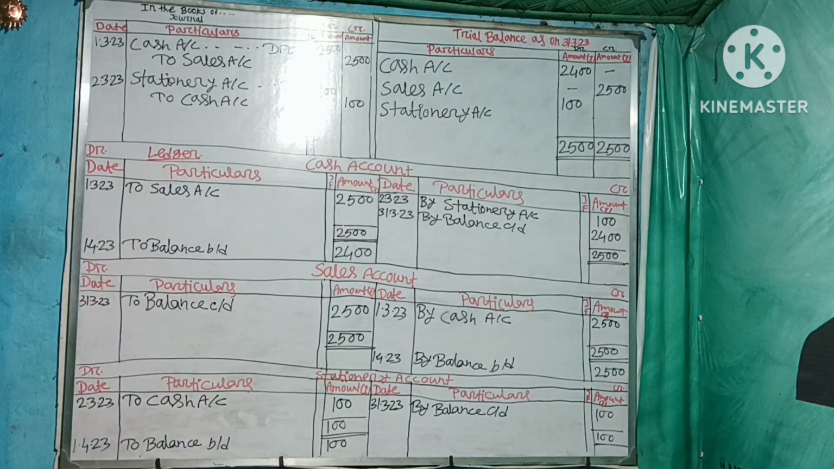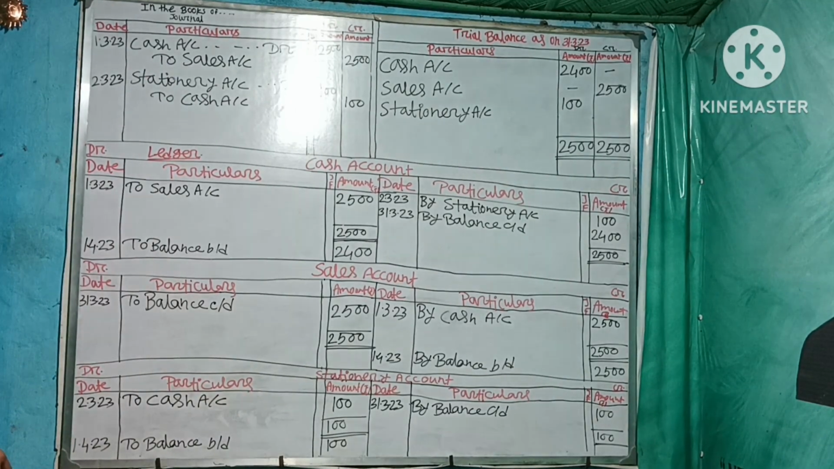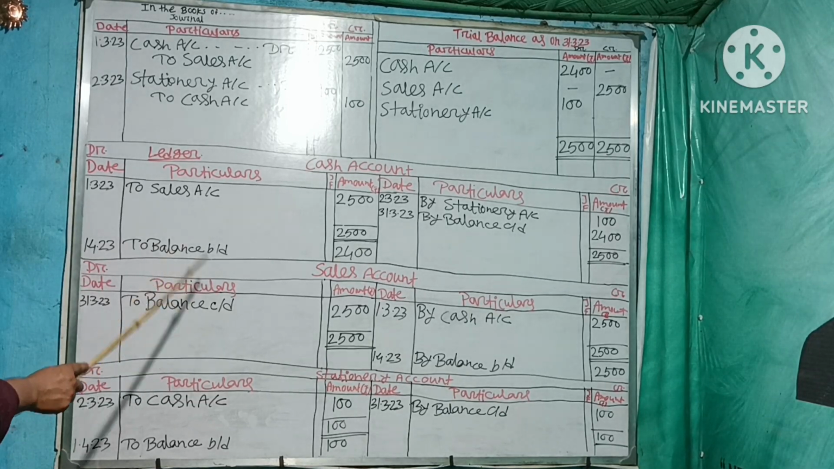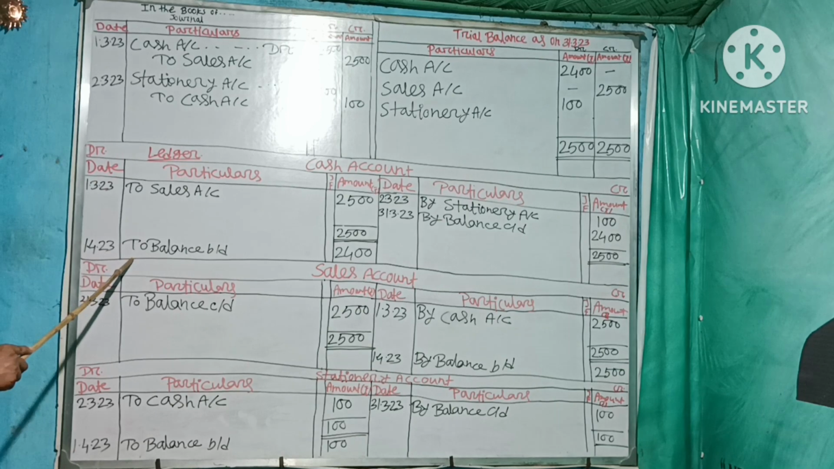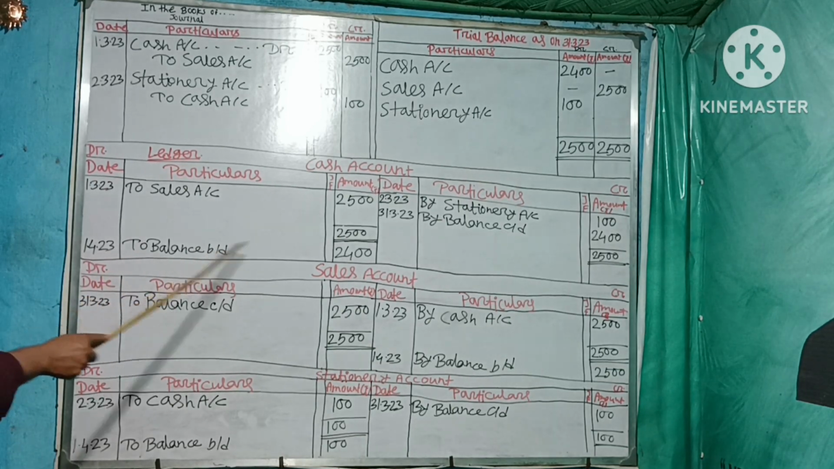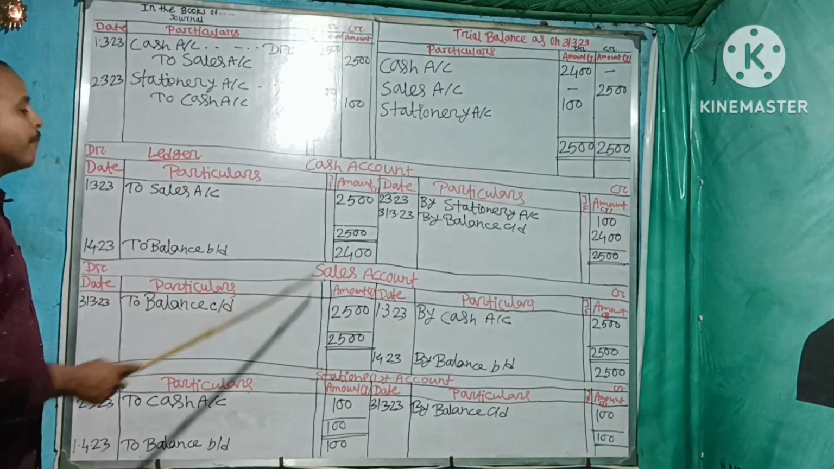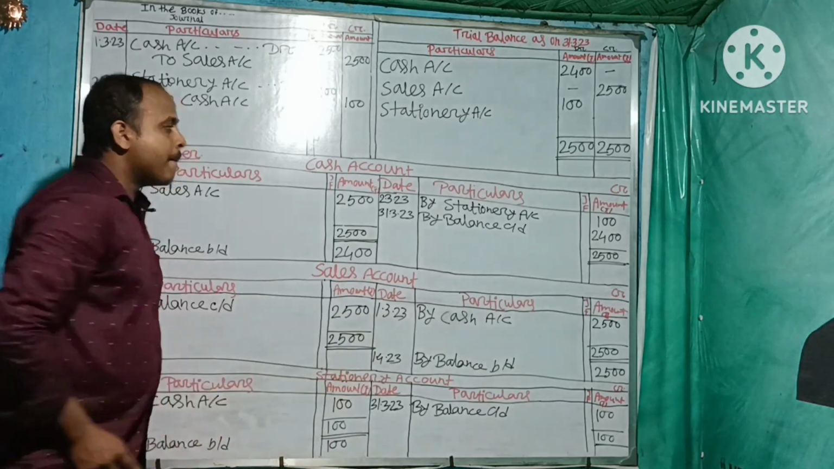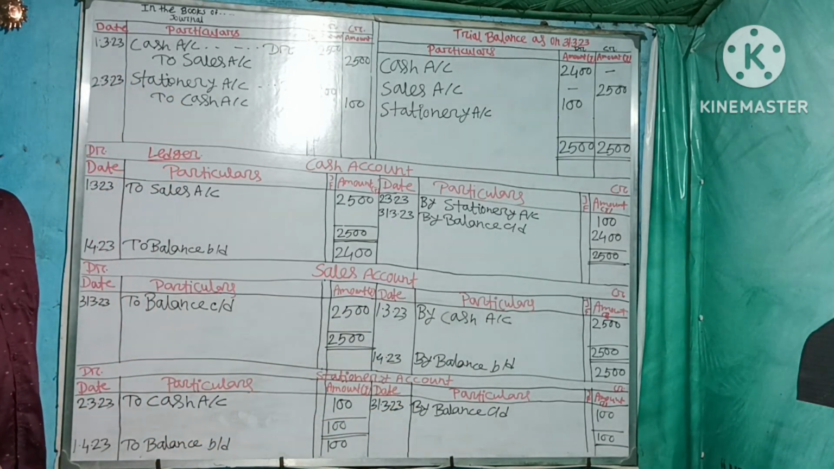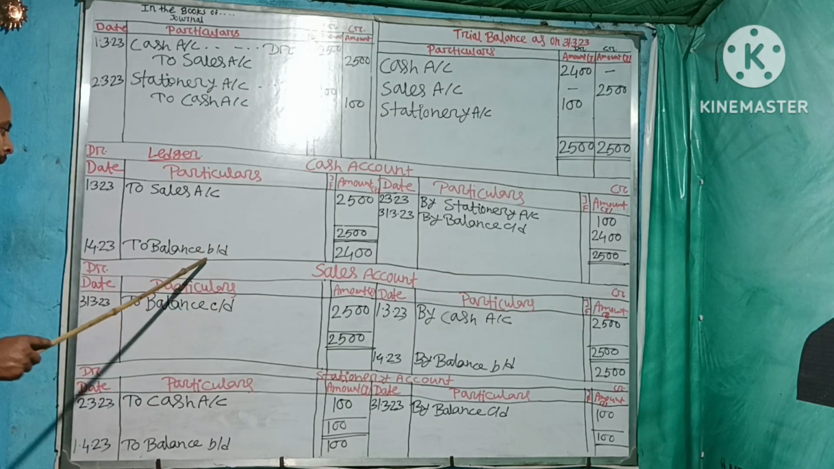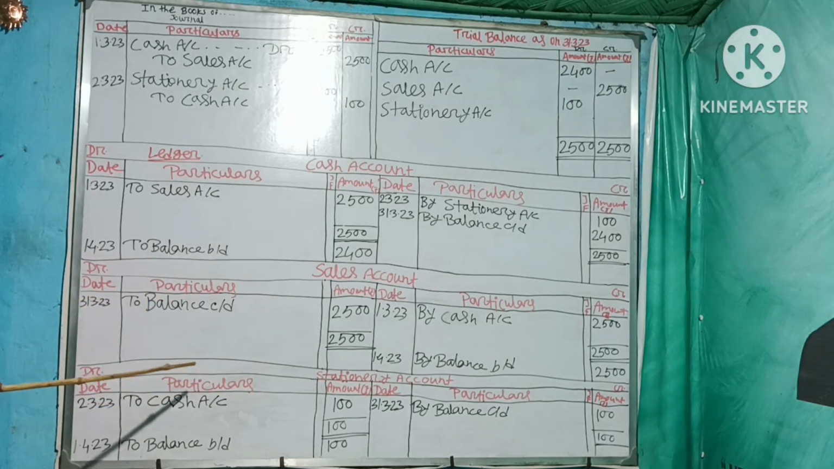One thing to remember: on the side where we write balance CD, on the opposite side, below the summation, we will write balance BD. Whatever CD amount we write, that amount we also write for BD. CD is denoted by balance carried down, and BD is denoted by balance brought down.